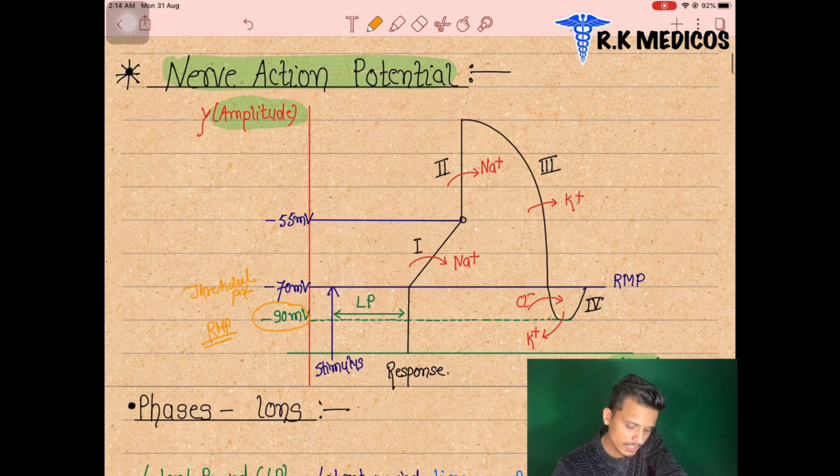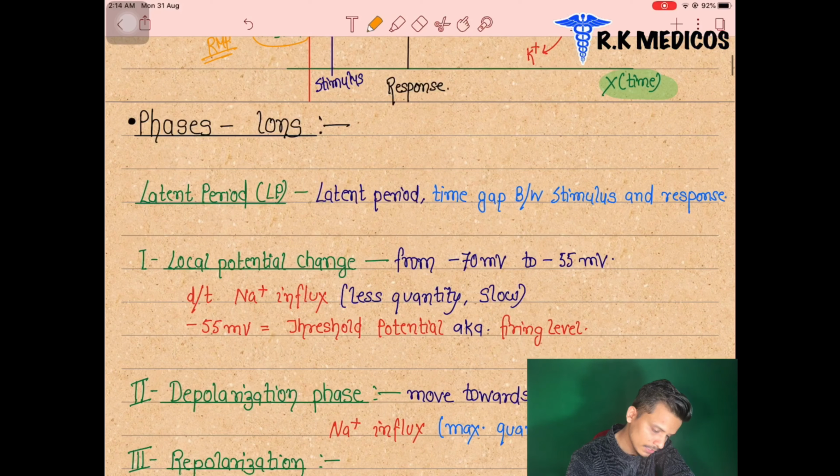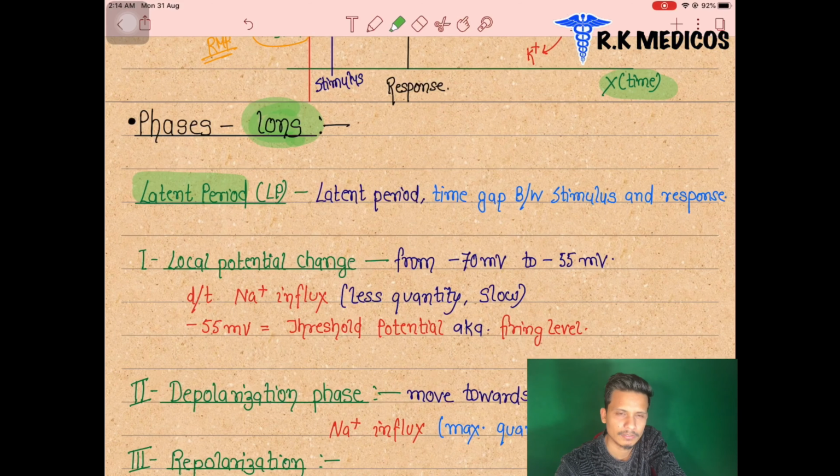In the nerve action potential graph, the x-axis represents time and the y-axis is amplitude. Now let's move to the first phase. One phase is called the latent period or latent phase. All the phases are divided according to the ions. Ion exchange determines these phases, meaning any changes during impulse transmission. Why are impulses transmitted? All of this is basically due to ion exchange.